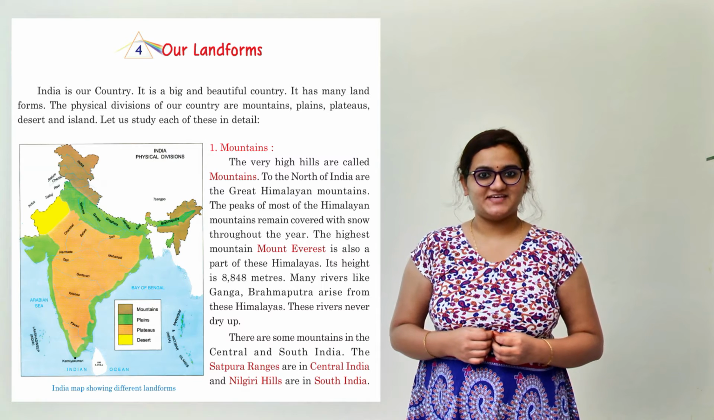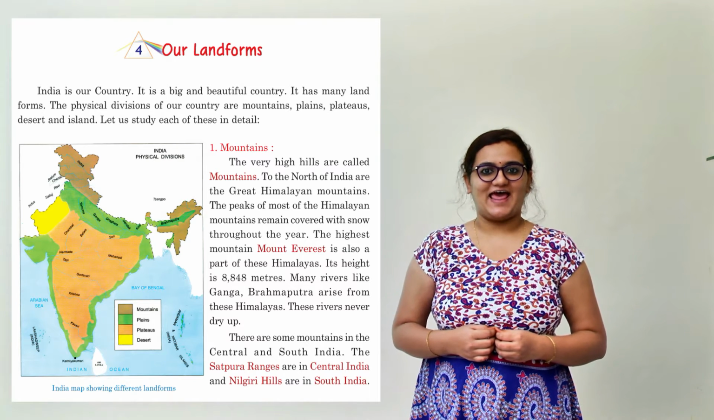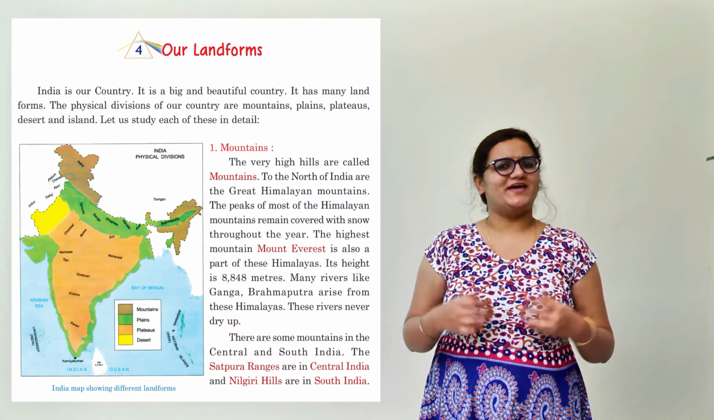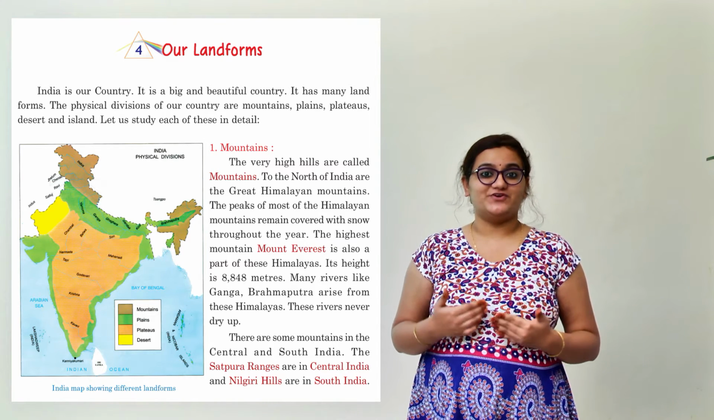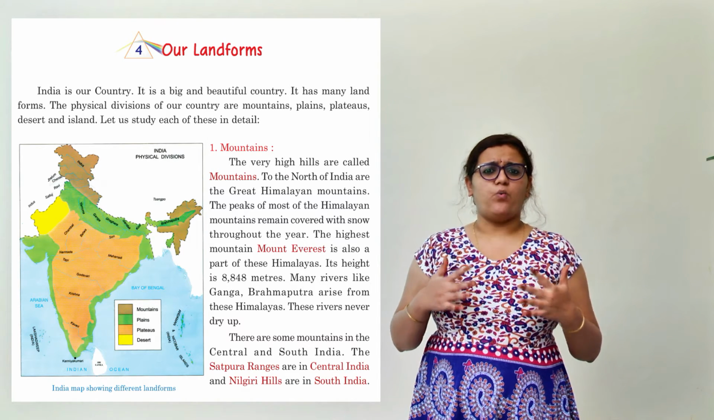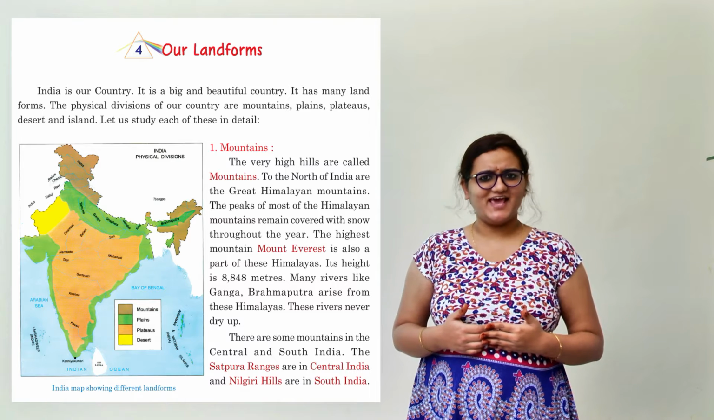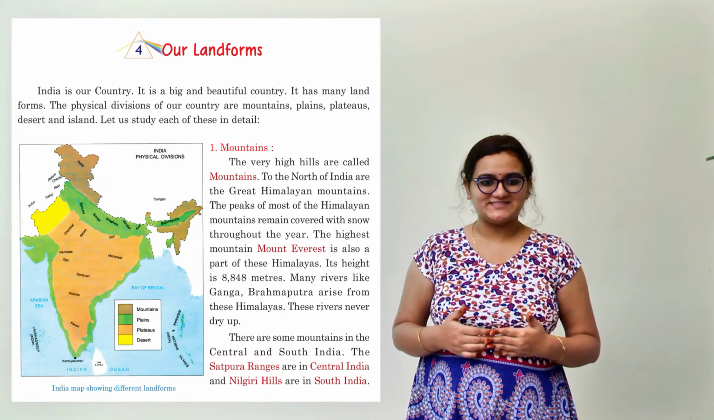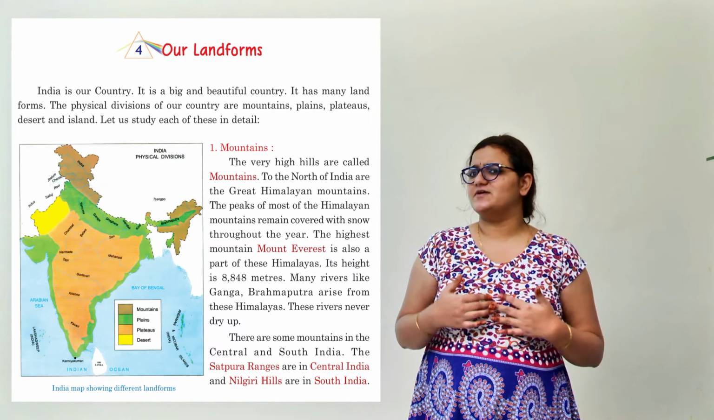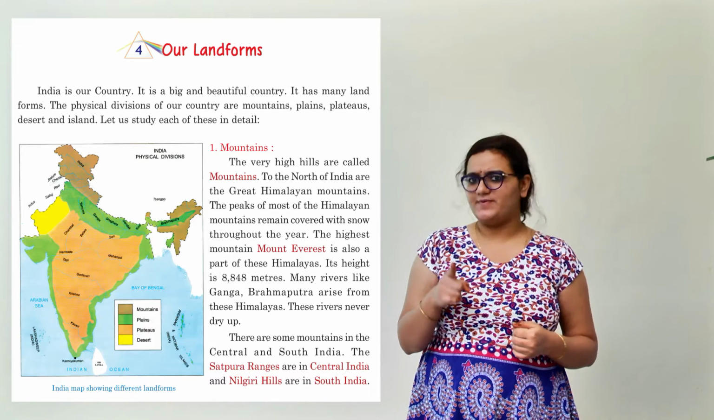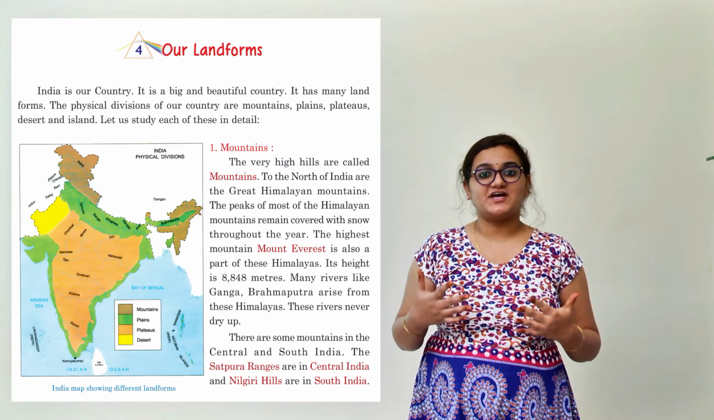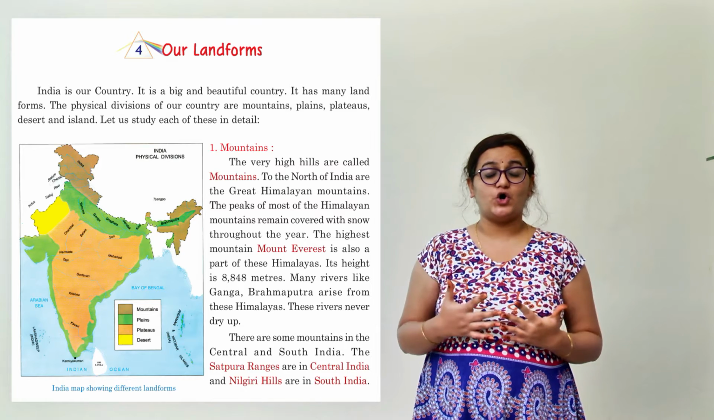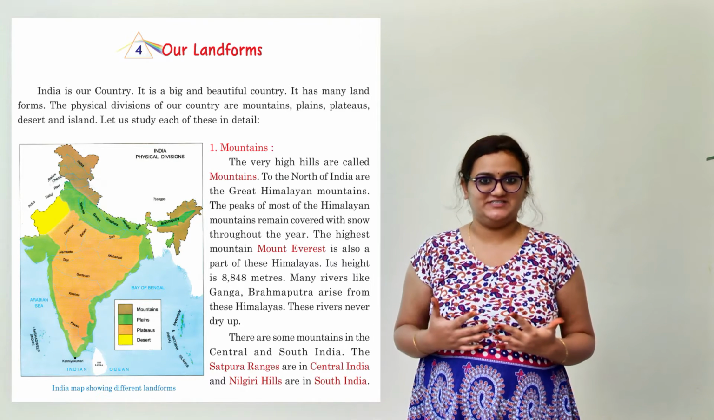Class of grade 3, lesson 4, our landforms. So in the previous lesson, we did discuss our country India, how rich, diverse, and vast it is. Yes, we saw all those things, right? So our country is a beautiful country. You people agree? Yes. So what makes our country so beautiful, so rich and so diverse?